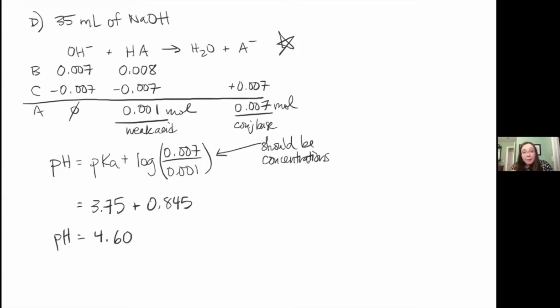I'm just going to check my thinking here. I know in my buffer, I had more of the conjugate base than I did of the weak acid. So it makes sense that my pH would be a little bit higher than the pKa, and we do see that. So this is an answer that makes sense.